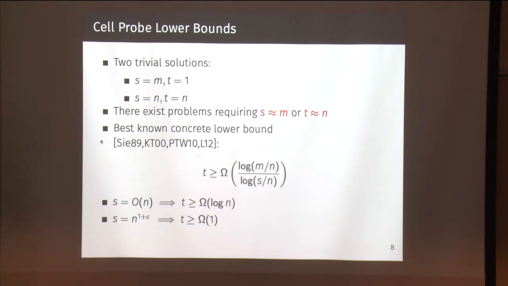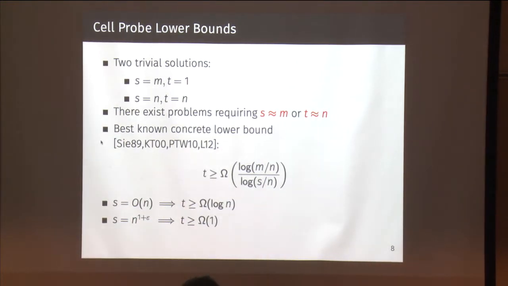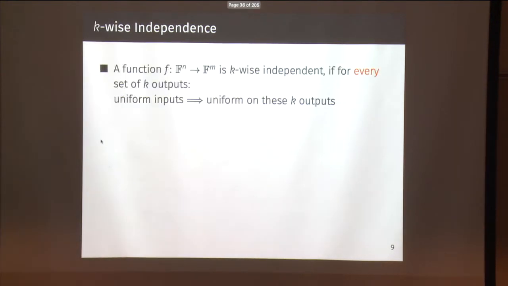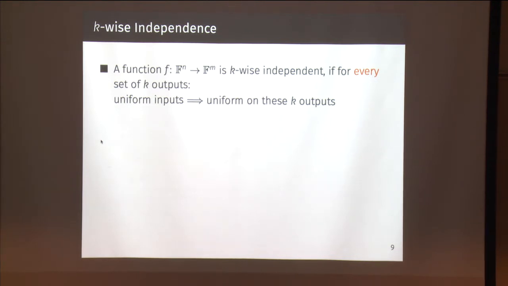Let's quickly go over a baby version of this proof, and then see what it gives us. I think I have one more slide first. We'll prove this lower bound in the cell probe model, the strongest model. What function are we proving this lower bound for? We'll prove it for any k-wise independent function. A k-wise independent function is a function from n inputs to m outputs such that every set of k outputs is uniform if the inputs are uniform. So the uniform distribution on the inputs induces a uniform distribution on every set of k outputs.